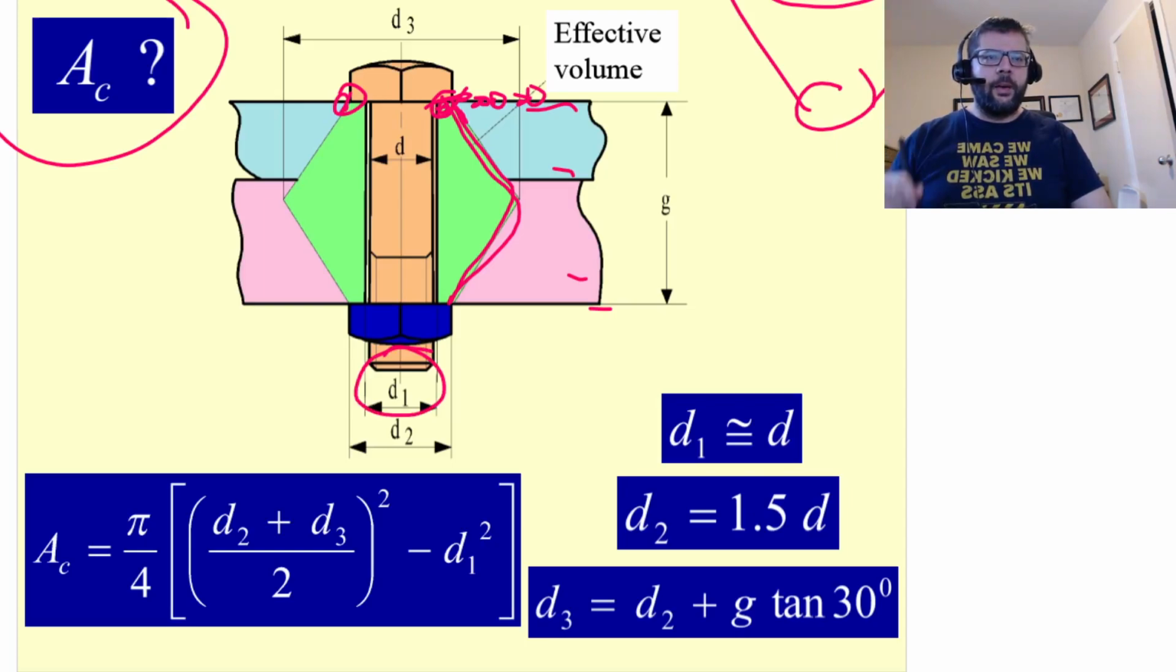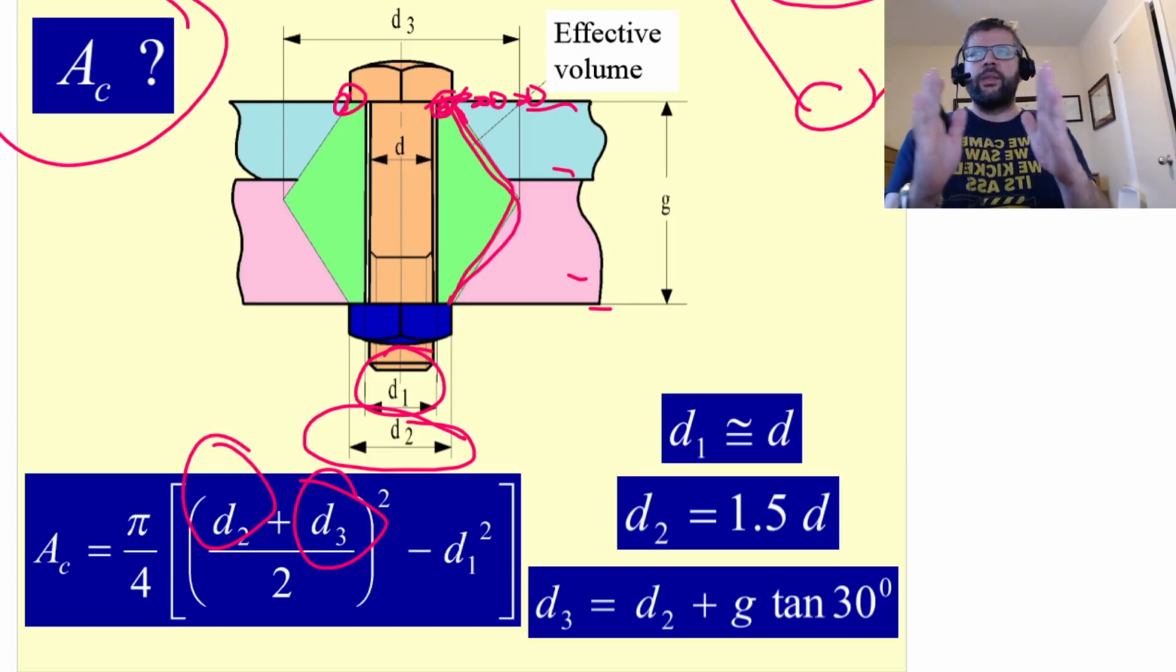How wide is the head of the bolt and the nut? I think we're assuming that that's the same thing. So that's that D2 term. And then this D3 term here is basically what's the maximum width that it spreads out to.